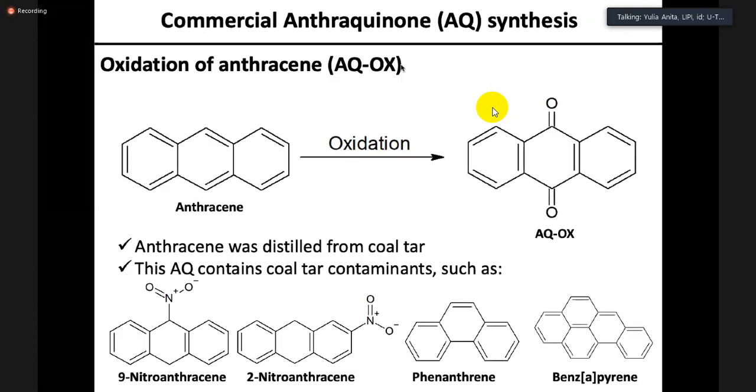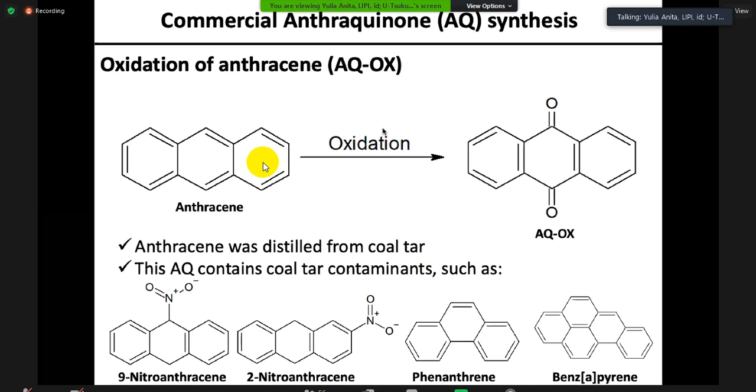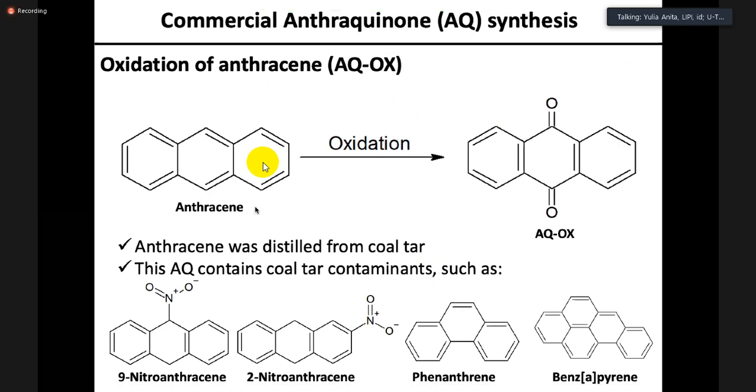Commonly, commercial anthraquinone is synthesized using anthracene. This anthracene is oxidized to form anthraquinone. We call it anthracene oxidation. Anthracene is distilled from coal tar. Unfortunately, this coal tar contains not only anthracene but also other contaminants such as 9-nitroanthracene, 2-nitroanthracene, phenanthrene, and benzofuran. These contaminants can cause mutagenic and carcinogenic effects.